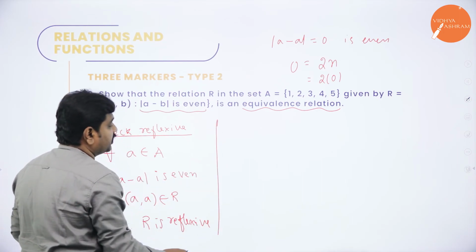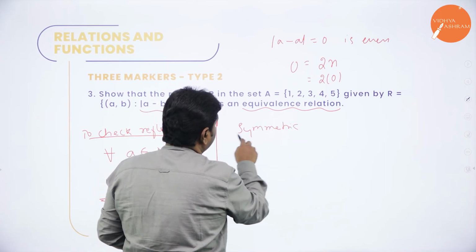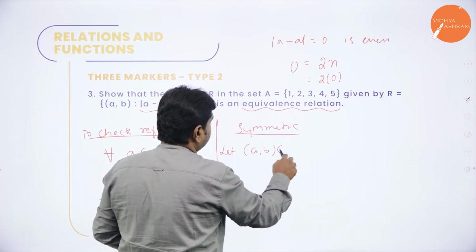Then we need to prove what? Symmetric. So now we need to check symmetric. How to check symmetric? Take an ordered pair. So let A comma B belongs to R. I am taking a pair belonging to R.